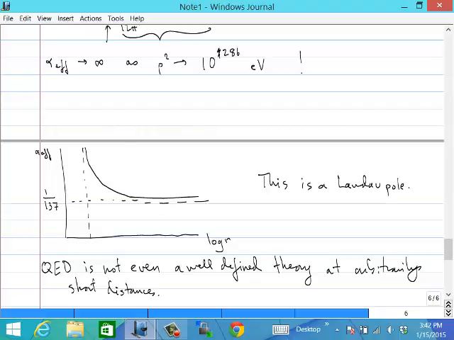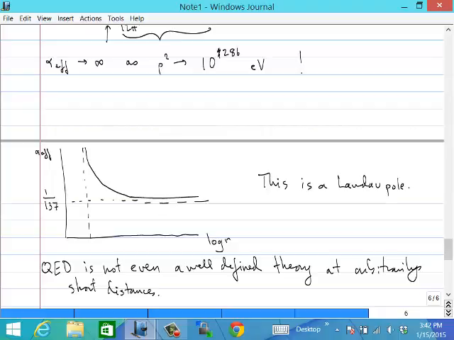So, this is not relevant for actual physics of our world, but it's a very important point about quantum field theory. You can sort of divide quantum field theories into two different classes. Okay? There are the classes where a coupling constant becomes strong at short distances, and then there are the classes where the coupling constant becomes weak at short distances.